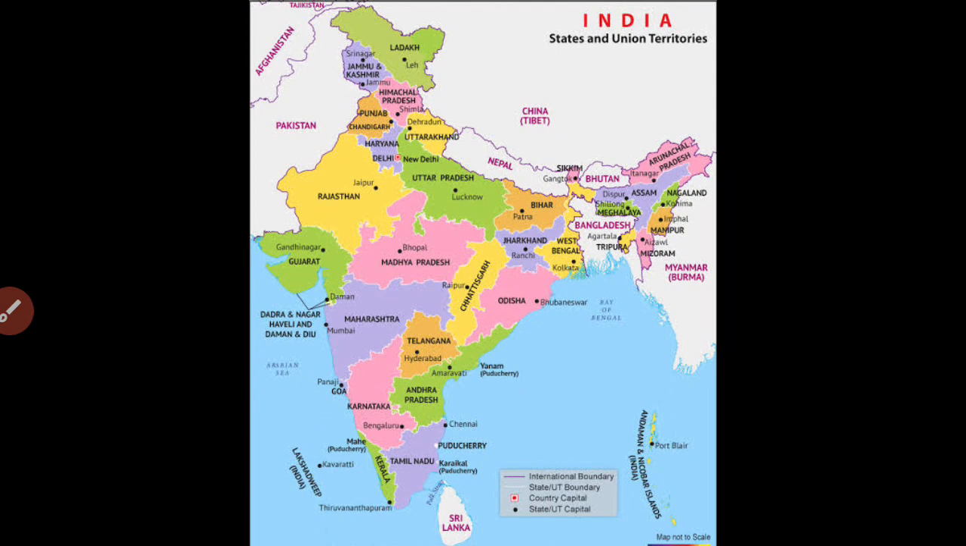Now you have to locate the union territory. Now what is a union territory? Union territories are small administrative units which are governed directly by the central government of India.